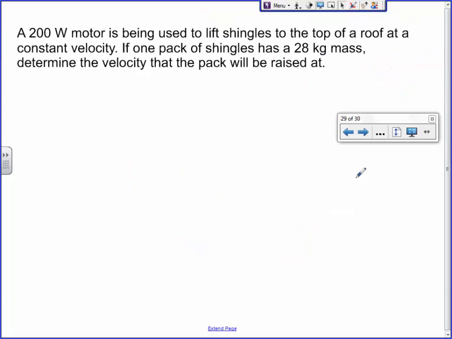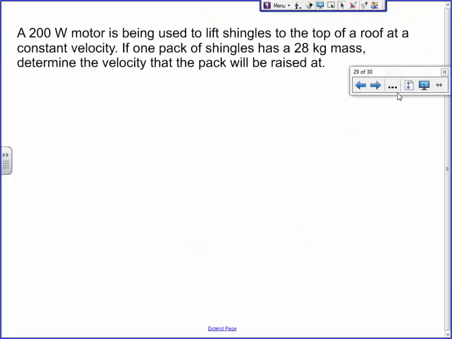Okay. One last example. You have a 200-watt motor. It is trying to lift shingles to the top of a roof at a constant velocity. One pack of shingles is 28 kilograms for mass. We want to figure out its velocity. Before we solve this question, it might not hurt to draw a bit of a picture just to figure out what's happening here.